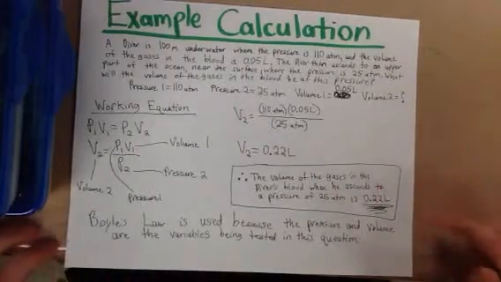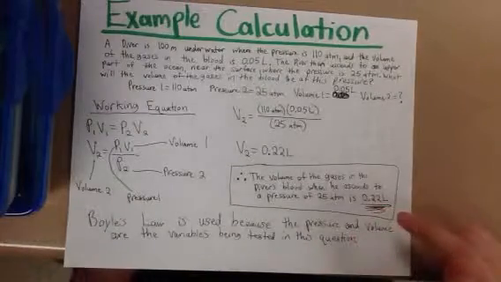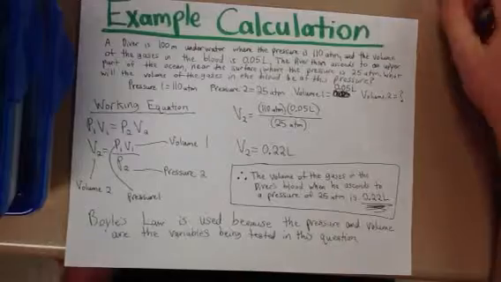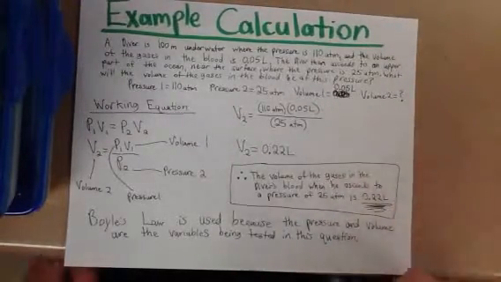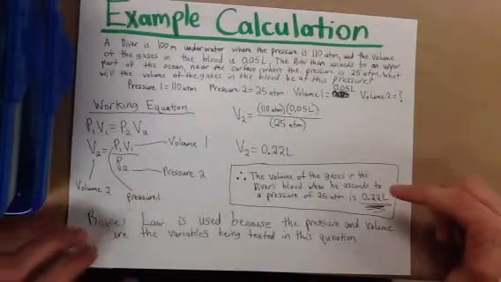So therefore, the volume of the gases in the diver's blood when he ascends to the pressure of 25 atmospheres is 0.22 liters, which will most likely cause bends because the volume is being multiplied by a factor of 4. We use Boyle's law because the pressure and volume are the variables being tested in this equation.